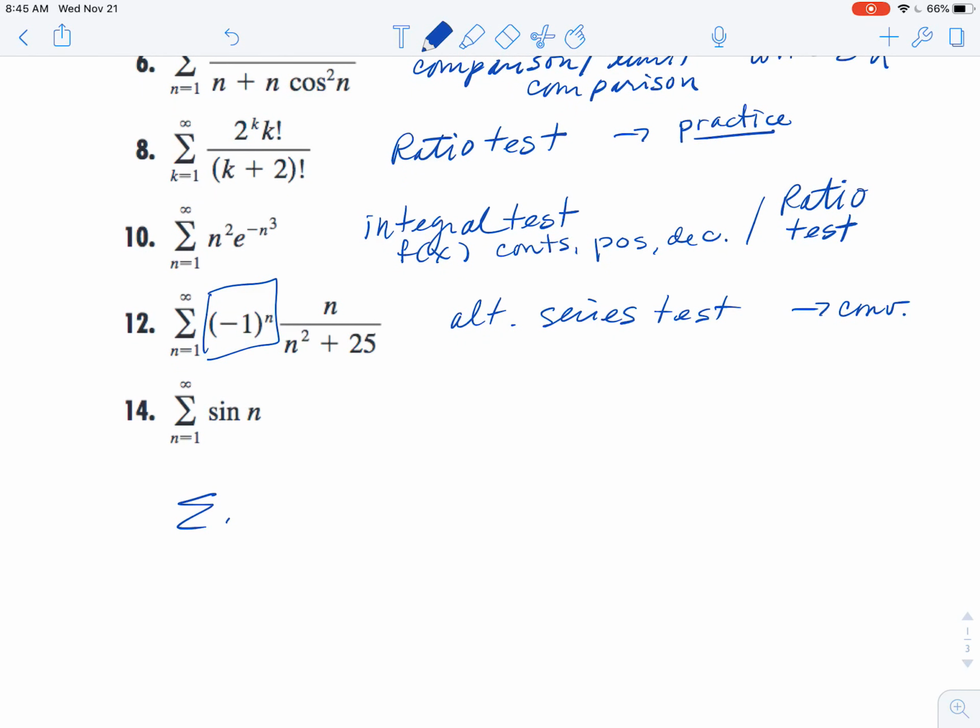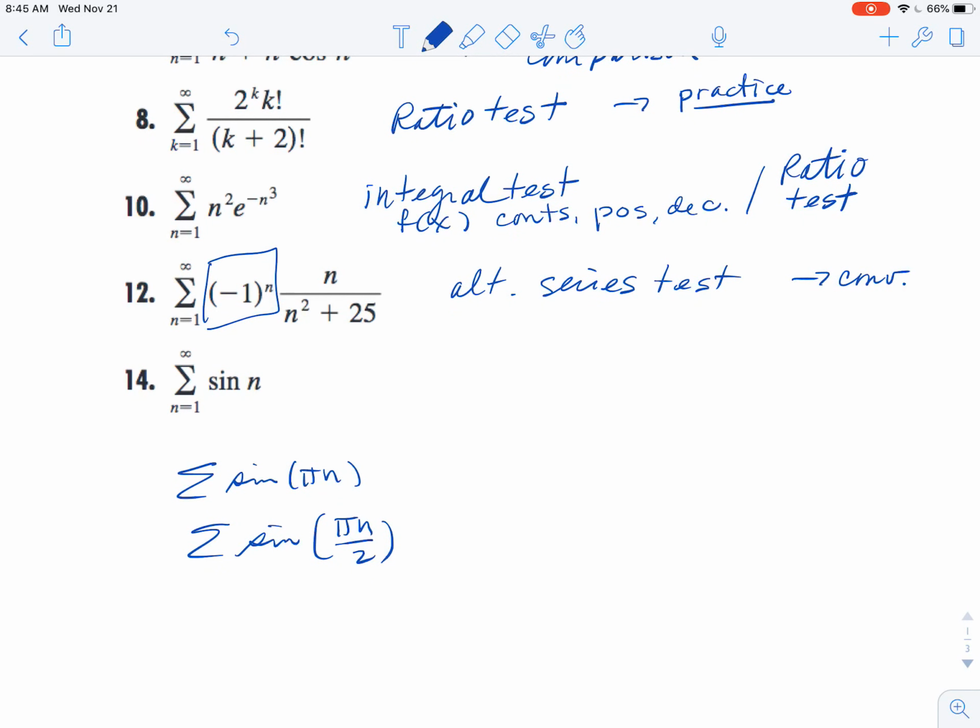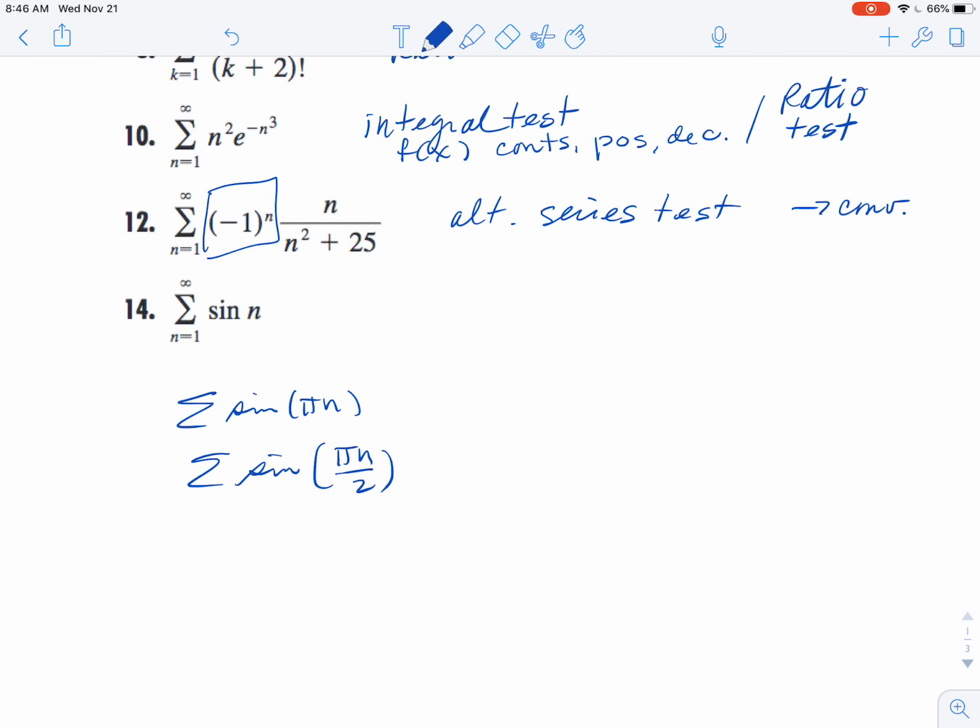What about 14? Agree that if I wrote this or this, you would have alternating. But these are kind of jumping all over the place, aren't they? Sometimes they're positive, sometimes they're negative, and they won't be automatically plus, minus, plus, minus. They might be plus, plus, minus, minus, minus, plus, plus, plus, right? You see what I'm saying? So you can't really say it's an alternating series. Certainly they're not all positive.